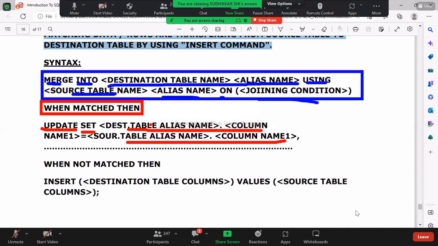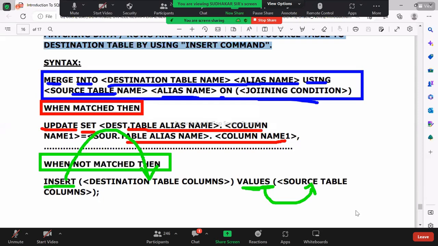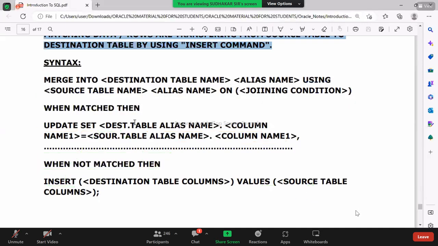This is the purpose of matching. If data is not matching, then that unmatching data I want to insert. Insert into which table? Destination table. But whatever data I insert into the destination table, those values are taken from the source. That is, insert destination table columns, taking values from source table columns. Understand now? So this is the syntax of your merge. Do all of you understand the syntax?